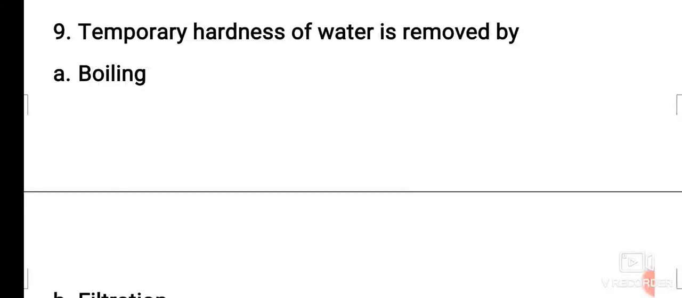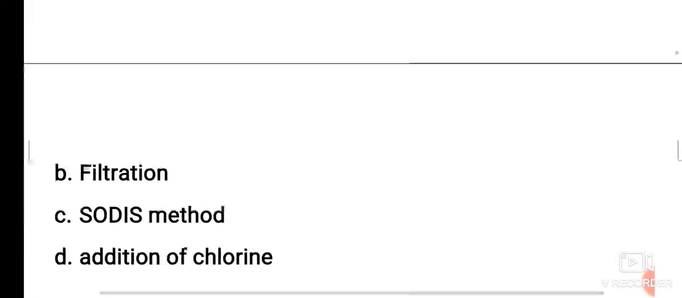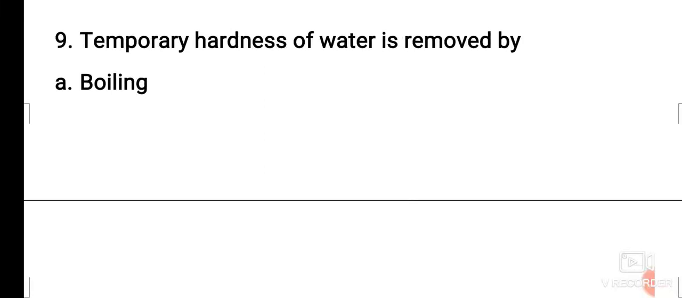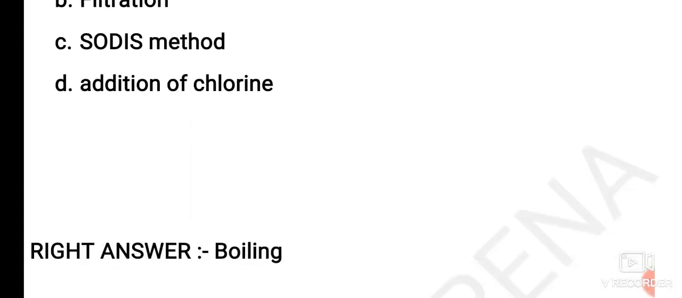Temporary hardness of water is removed by boiling, filtration, Sodus method, or addition of chlorine. So the correct answer which removes the temporary hardness of water is boiling.